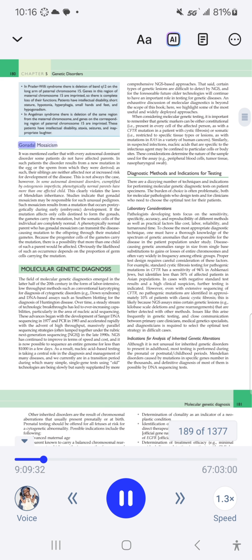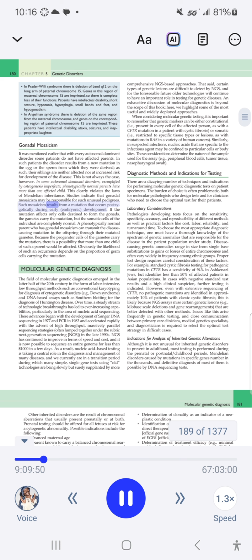Gonadal mosaicism. It was mentioned earlier that with every autosomal dominant disorder, some patients do not have affected parents. In such patients, the disorder results from a new mutation in the egg or the sperm from which they were derived. As such, their siblings are neither affected nor at increased risk for development of the disease. This is not always the case, however. In some autosomal dominant disorders, exemplified by osteogenesis imperfecta, phenotypically normal parents have more than one affected child. This clearly violates the laws of Mendelian inheritance. Studies indicate that gonadal mosaicism may be responsible for such unusual pedigrees.